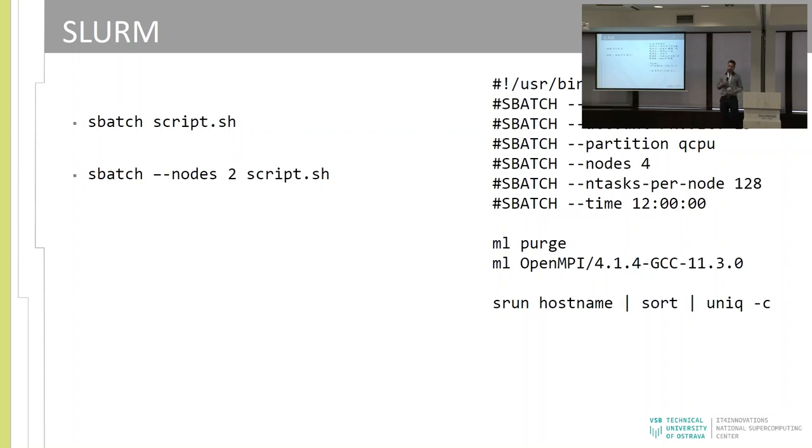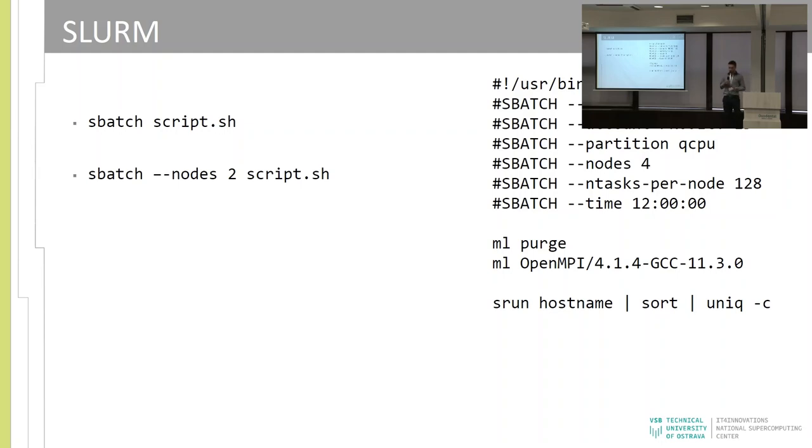Please specify this wall time as precisely as possible, because Slurm can optimize scheduling according to it. When you run your job, Slurm copies environment variables and modules to the job. The best practice is to purge all modules at the beginning of your job and then load the modules needed for your application, in order to always get the same environment. Then you can use the srun command to start your application. The srun command is a substitution for, for example, mpirun with similar behavior, but it is recommended to use srun instead of mpirun.